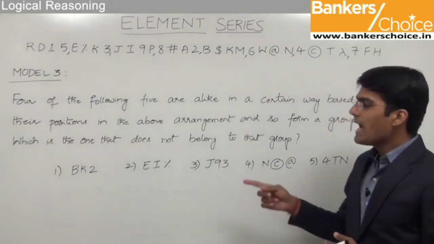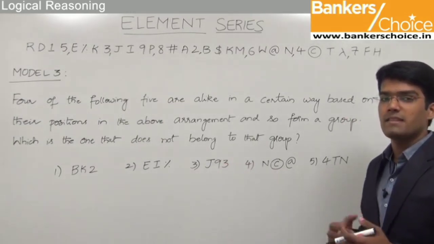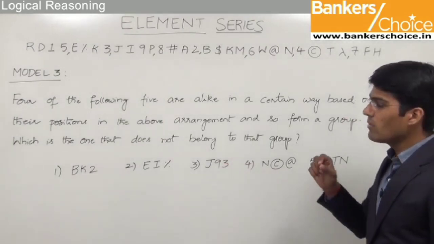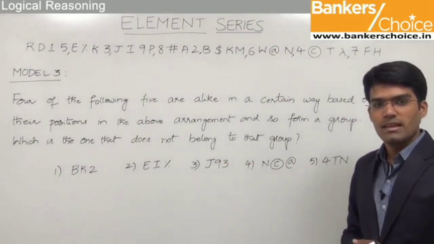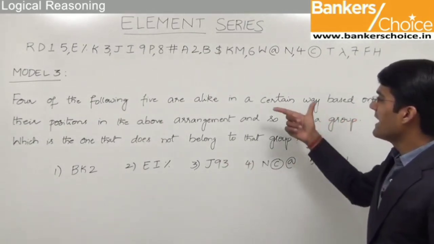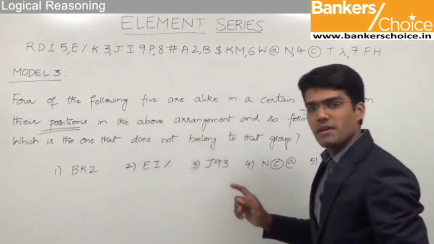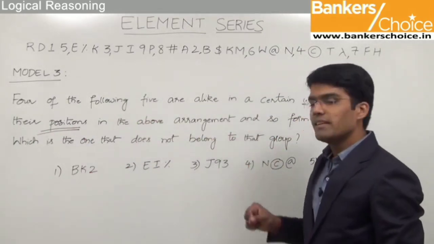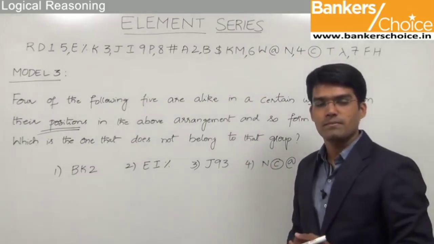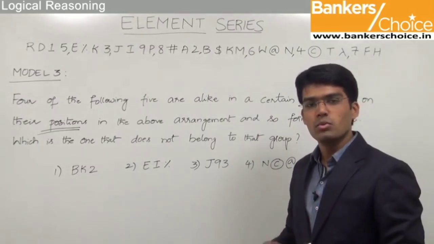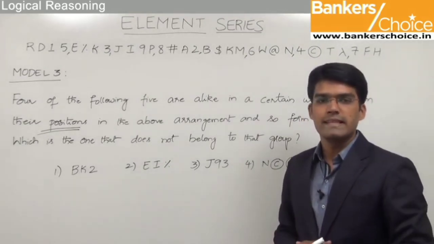Now the question says, out of these 5 groups, 4 are alike in a certain way and hence they form a group. We need to find out that triplet which does not belong to the given group. Now, as very clearly mentioned in the question, they are alike in a certain way based on their positions. So as we have seen in model 2, the logic here also is only based on the positions and not on anything else.